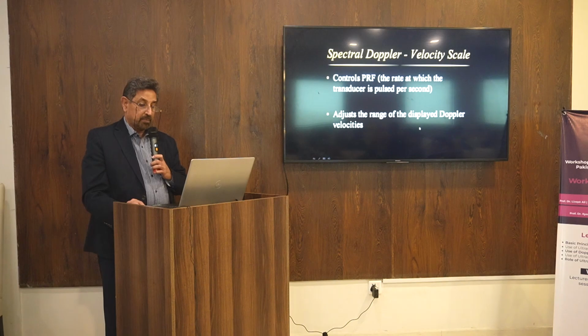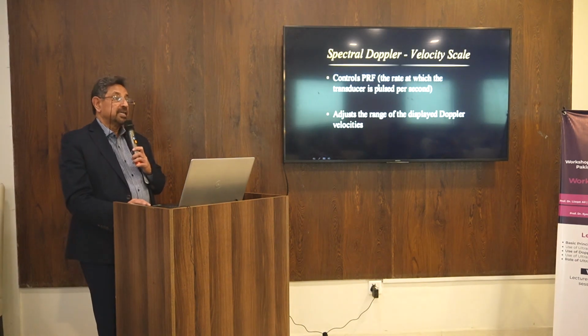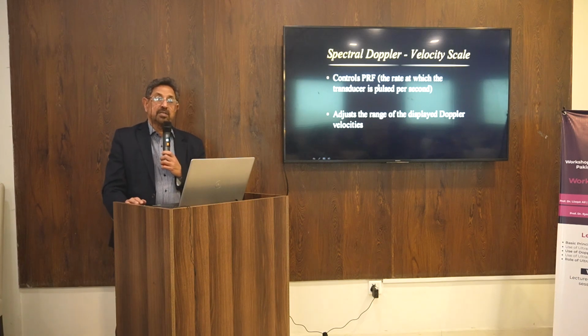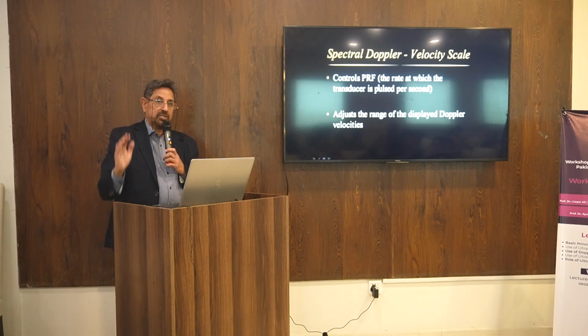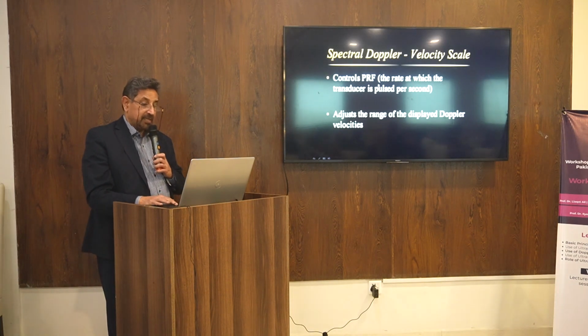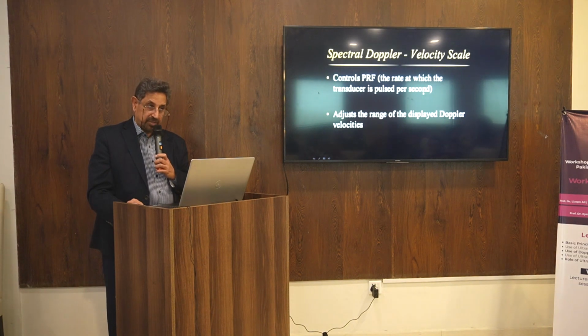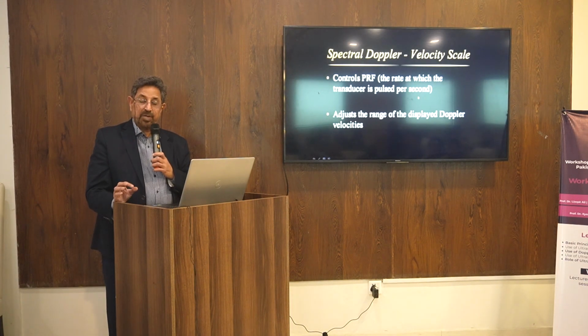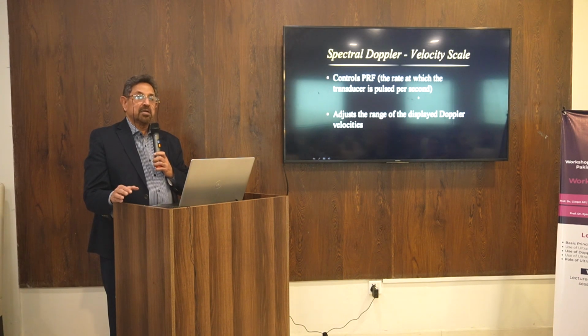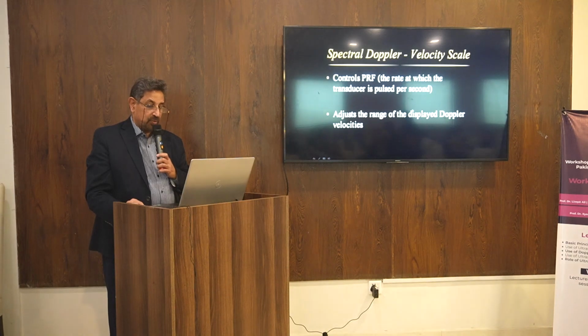Then the PRF, we were discussing aliasing. If there is aliasing, or the vessel is very narrow, or the velocity is rocketing to 500, 600, then you have to adjust your PRF. The PRF is the rate at which the transducer is pulsed per second. If that rate is high, we can measure very high velocities. If that rate is low, we can measure only low velocities. If we are placing our probe with low PRF on an arterial segment, we get headless peaks. We won't be able to see the upper end of the velocity. So we have to set it.